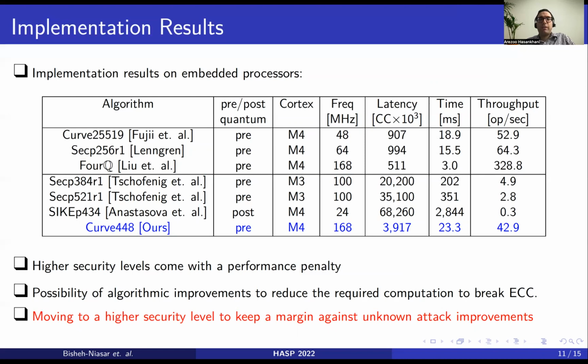We should also consider that the possibility of SCA, side channel algorithmic improvement, can reduce the required time to break an ECC architecture. Therefore, by moving to a higher security level, we can keep a margin against unknown attacks.